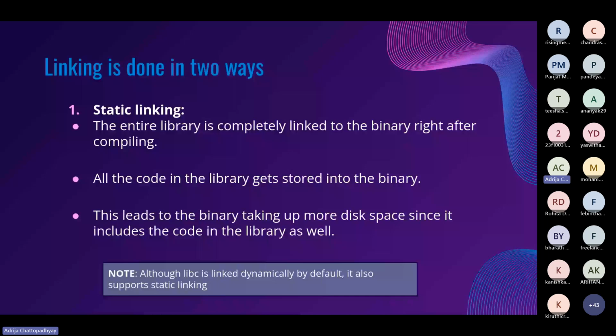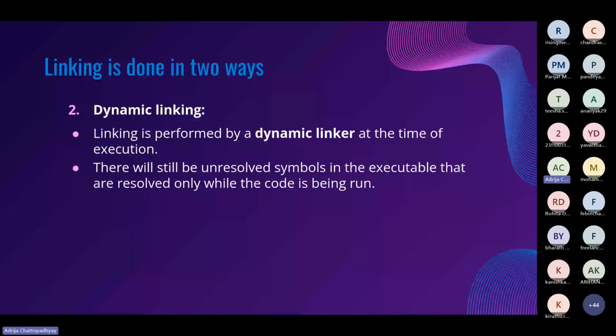Whereas for static linking, all the code in the library gets stored in the binary, and this leads to the binary taking up a lot of space. So the final file that you create during compilation is huge. With GCC, you can do static linking, but mostly the default is dynamic linking. In dynamic linking, your file size is smaller. Also, there are some addresses in libc which are not yet resolved and which only get resolved during runtime. So a little more linking happens while the program is being run. Whereas in static linking, the entire linking is done during compilation. For dynamic linking, some of it is done during compilation, but a little bit is also done while it's run. So every time you run it, some amount of linking happens.